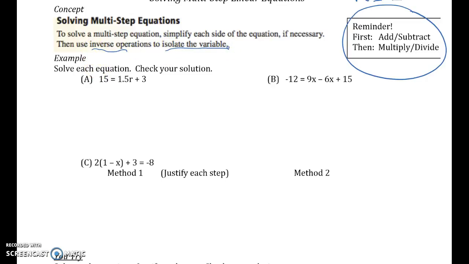Let's also use the vocabulary whenever we're talking and thinking about this, okay? So again, let's get rid of any addition or subtraction first. So we want to move any values that are not attached to a variable, so those constants. So I'm going to take away the 3 to both sides. And then I'm going to get 12 is equal to 1.5r. And then let's resolve the multiplication or division. So now let's go ahead and divide by 1.5.